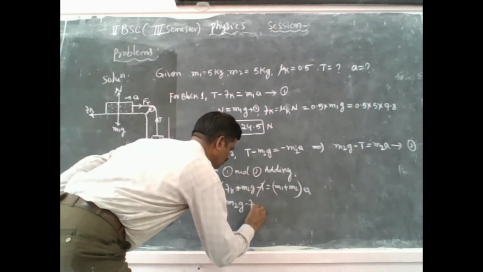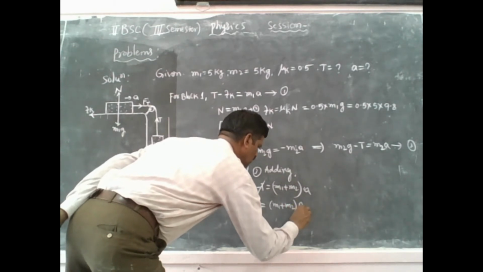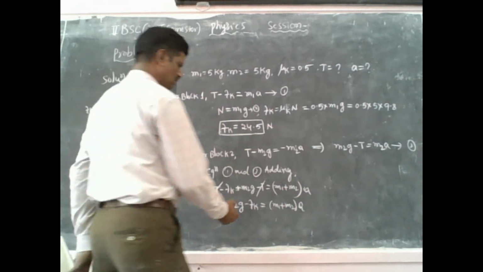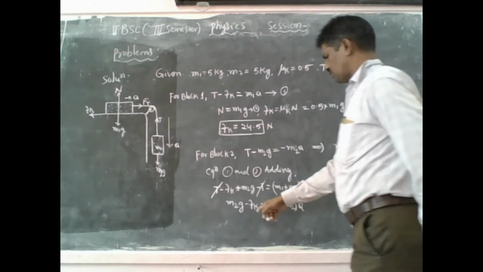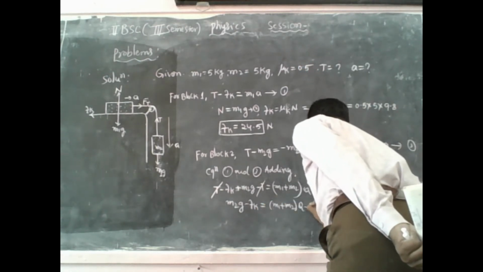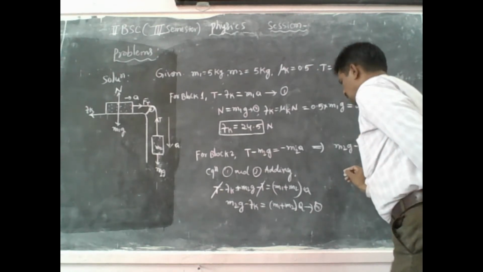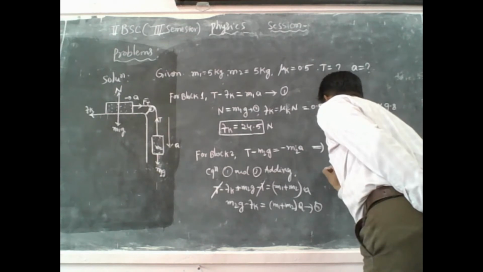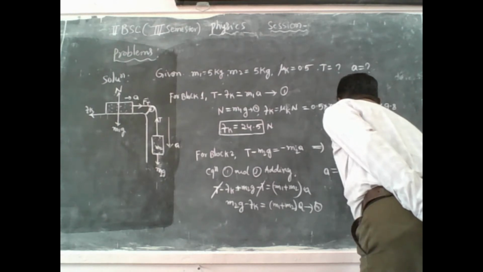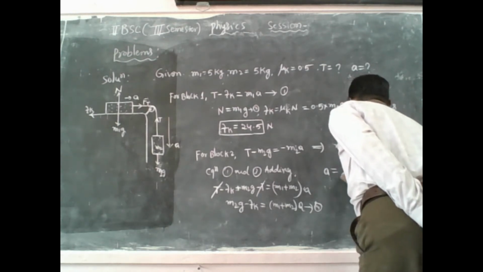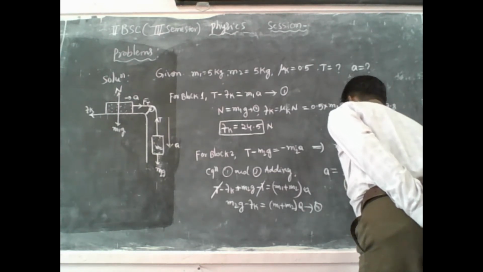m2g minus fk equals m1 plus m2 into a, isn't it? And we have already found the fk, so we can substitute here in equation number 4 and find the acceleration. Acceleration is equal to m2g minus fk divided by m1 plus m2, isn't it?